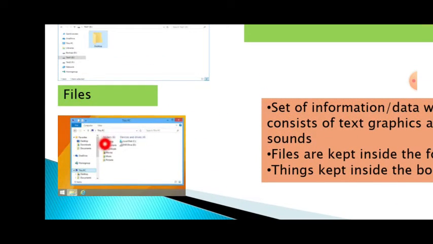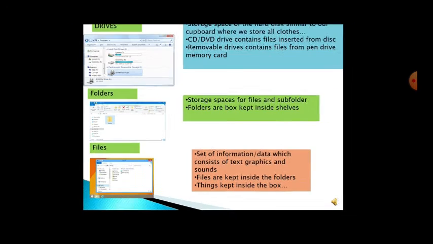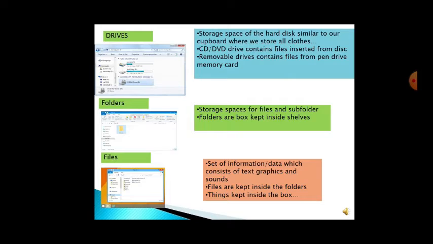Can you see all the files in the images? It can be a word file, it can be a picture file, it can even be a subfolder inside the folder. A file is nothing but a set of information or data which consists of text, graphics and sounds. Files are kept inside the folders, like things kept inside the box. Similarly, in the last diagram, the things kept inside the box are nothing but the files which contain text, graphics and sounds. Hope you now know what is a drive, what is a folder and what is a file.